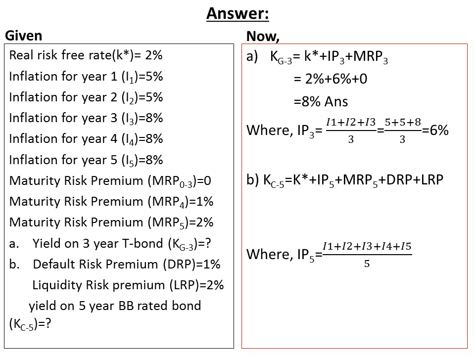Now IP5 means the summation of inflation of years 1 to 5, that is I1 plus I2 plus I3 plus I4 plus I5 divided by 5. Now put in the values 5%, 5%, 8% and so on divided by 5, that is 6.8% is the IP5. Now we can calculate: 2% K star, 6.8% IP5, MRP 2%, DRP 1%, and LRP 2%. Now we get 13.8% as the interest rate.